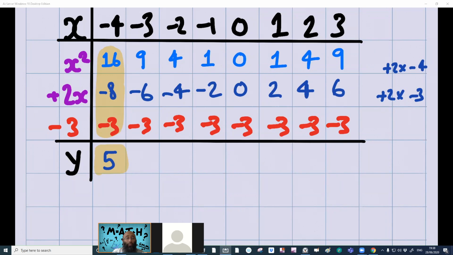Okay, now next one. What's the next column? 9 minus 6 minus 3. Is it just 0? Absolutely. Okay. Next one, and then minus 2, 1. Minus 4, minus 7. Is it 3? So you've got 4 minus 3, it'll be minus 3, yeah? And the next one? You've got 1 minus 5. Is it minus 4?